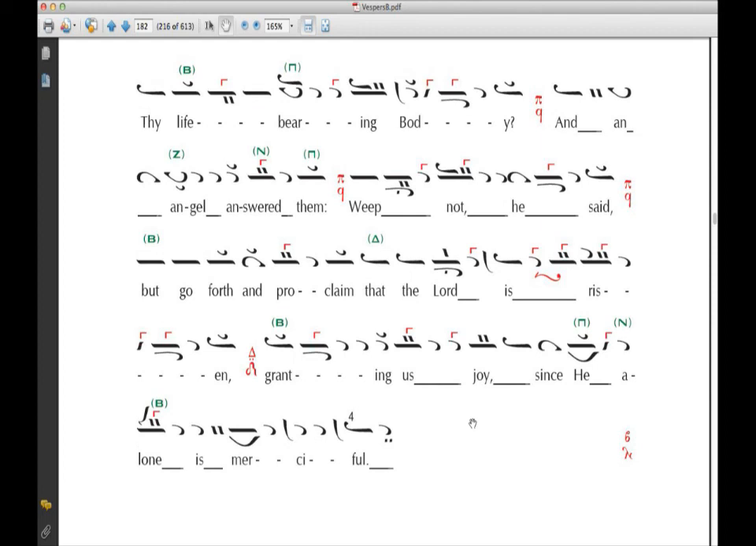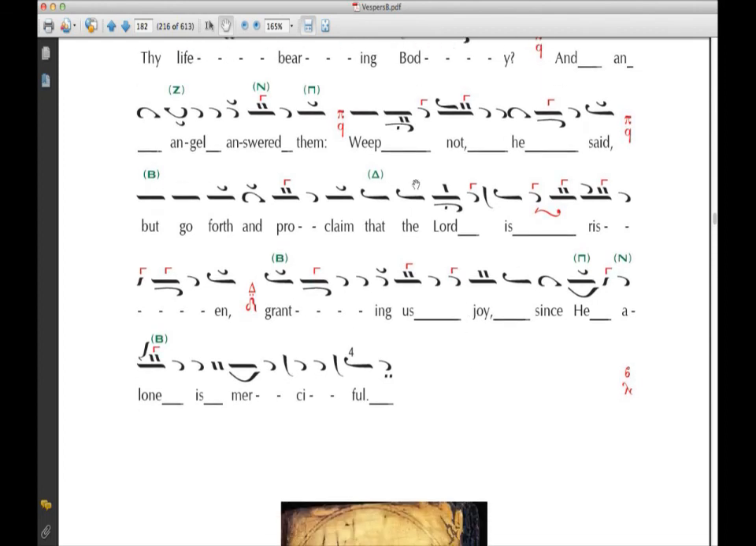Can we do that "granting us joy" again? Sure. Last, yeah, from there. Granting us joy, since he alone is merciful. The problem is the "is." So, yeah. I'm not sure what we're supposed to. I'm not getting that fifth. At least I didn't. Let me sing it, and then. I don't know what I did.